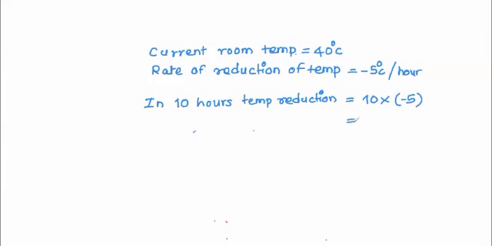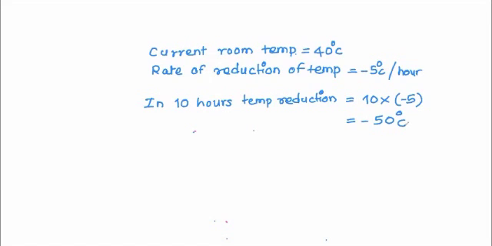So 10 into minus 5, you multiply them. 10 into minus 5, you multiply the weights. 10 and 5, 50. How many negative numbers you have? You have only one negative number, that is odd number of negative numbers. So you get minus sign. So the temperature reduction in 10 hours is 50 degrees, minus 50 degrees centigrade.